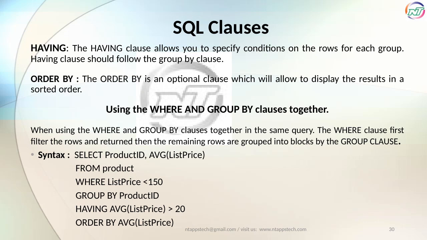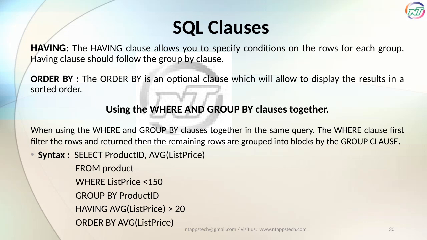The having clause is used to set conditions on groups of rows after they've been grouped by the group by clause. It works like a filter for groups, unlike where, which filters individual rows before grouping. When using where and group by together, the query first filters rows with where, then groups the remaining rows with group by, and finally applies any having conditions to those groups.